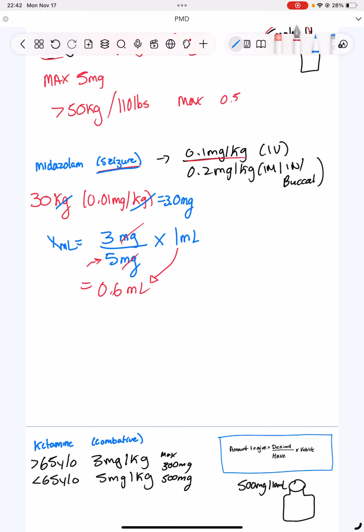So the idea here is that if I just do that calculation and then I find out, no, I don't have an IV, let's give it IM, well, it's just double, right? It's just double. So I can just take this number, multiply it by 2, and that means it's 1.2 milliliters IM, IN, or buccal.